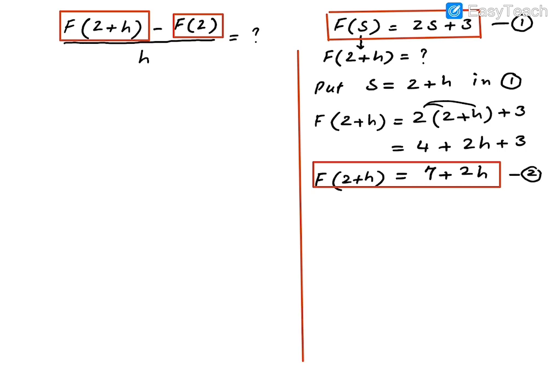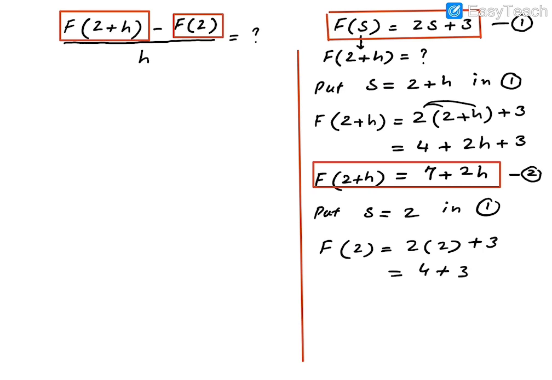Now again, put s = 2 in equation 1 to find f(2). So instead of s, write 2. 2 times 2 is 4, plus 3 is 7. This is our f(2). You can say this is equation 3.